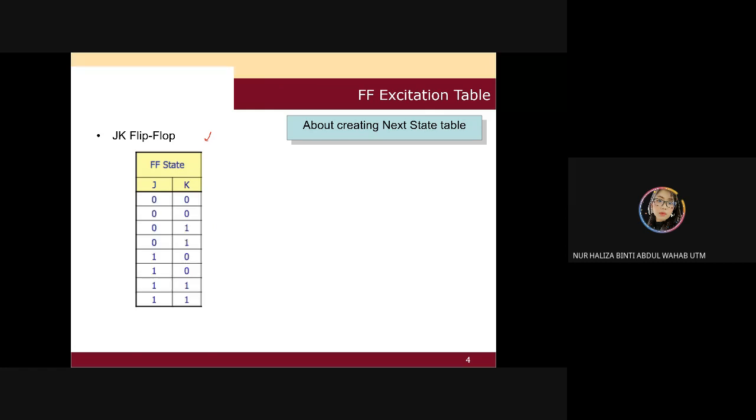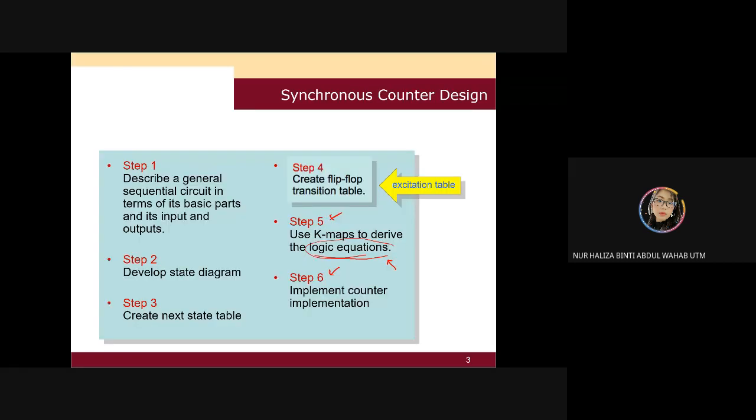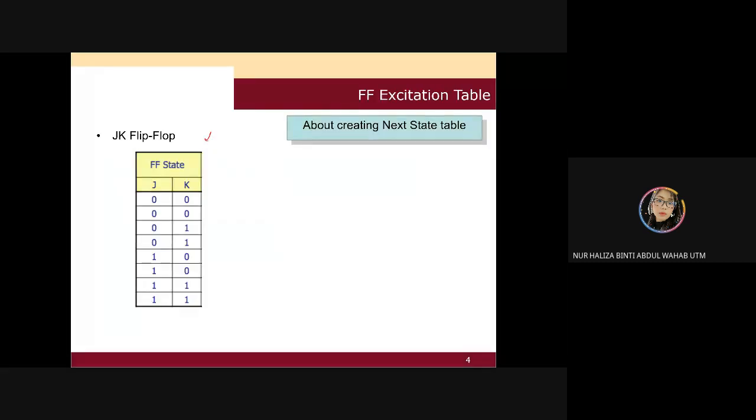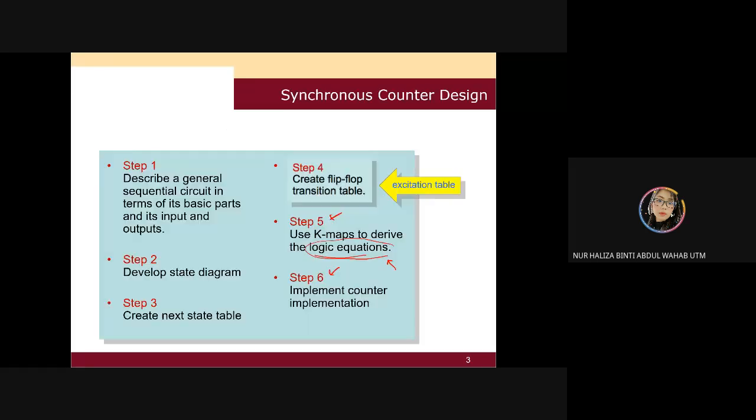Okay, after we have that, we're going to finalize: for 0 0, what is our output? For 0 1, what is our output? For 1 0, what is our output? And 1 1. So let's take a look. This is your present state. This is your next state. This is the one that I mentioned.